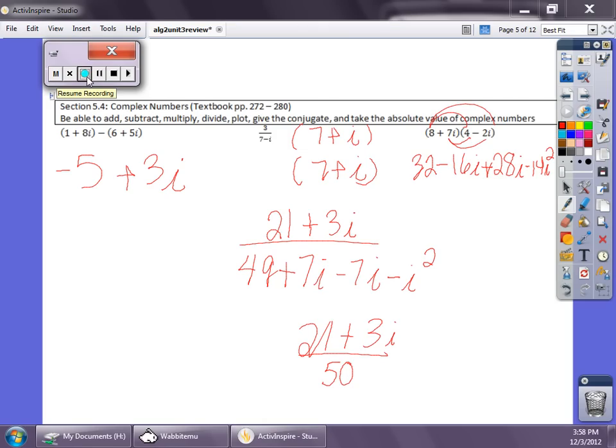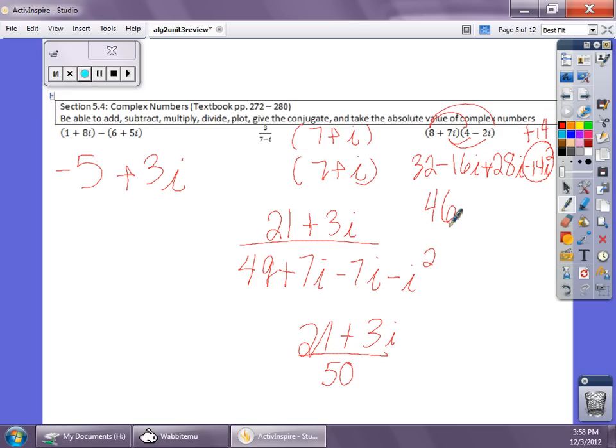When I FOILed, I did first, outer, inner, last. 32 minus 16i plus 28i minus 14i squared. Don't forget that the i squared is going to turn into negative 1, so this term here is really a positive 14, which I can combine with the 32, and I get 46. And then combine your i terms, and you get 12i. Make sure you write your final answer in standard form, and make sure you're not trying to combine the 46 and the 12i because they are not like terms.